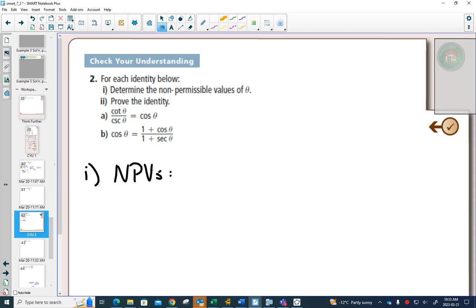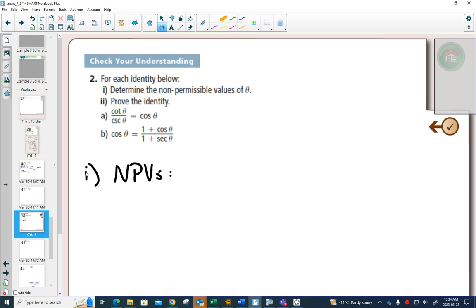In this second example, they say for each of the identities, first say what the non-permissible values are, and then actually prove them. We're going to prove them first, and after we've proved them, it's easier to see the non-permissible values afterwards. Non-permissible values, what are we not allowed to do in math? Can't square root negatives. These questions have no square roots, so we don't have to worry about that. But you can't divide by 0.